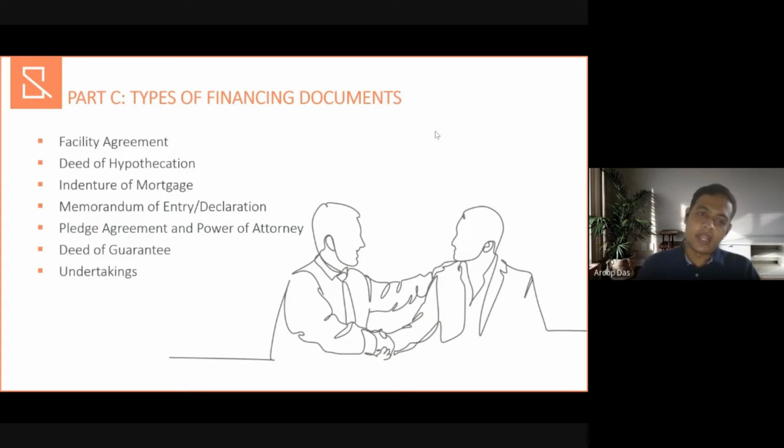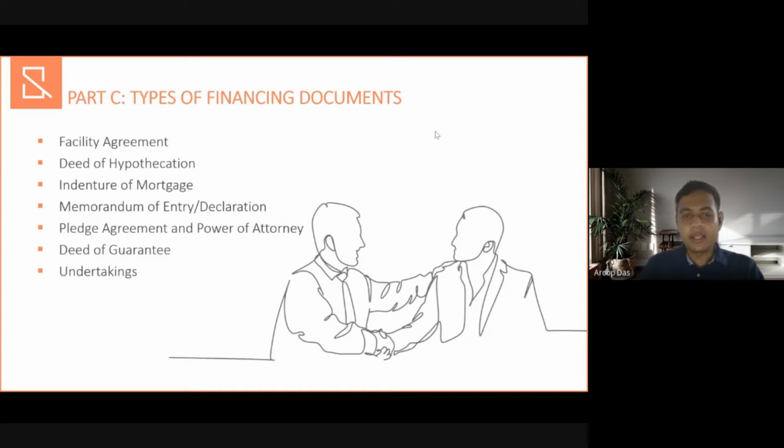And then there is indenture of mortgage. Indenture of mortgage is a document which is executed for creation of security interest over immovable properties without possession, and which needs to be compulsorily registered with the sub-registrar of assurance of the relevant area. This is again to create security interest on immovable property.